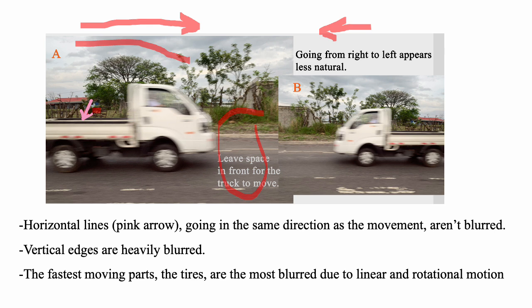Now, the horizontal lines are the sharpest because they're parallel to the truck's forward motion, so they trace over their own path during the exposure of the film. In contrast, the vertical sides are heavily blurred, and the tires are blurred the most because they have both linear motion moving with the truck as well as rotational motion. So they're actually moving twice as fast as the truck.